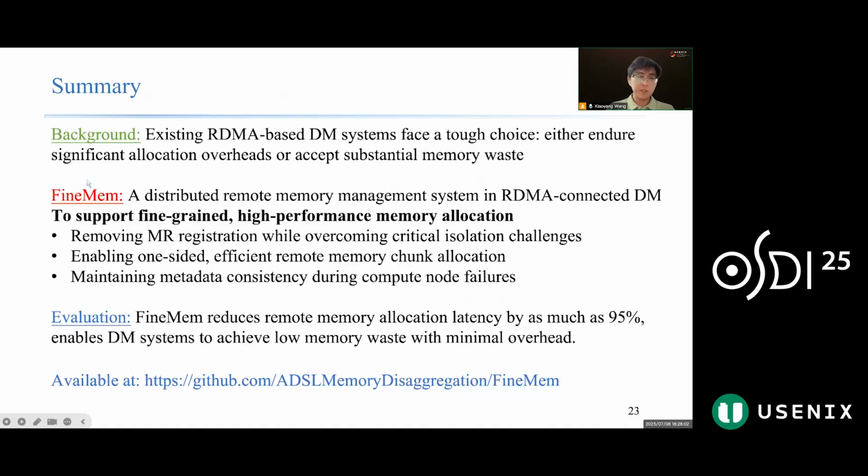In summary, to address the performance and memory efficiency challenges in disaggregated memory, we propose FineMem. It supports fine-grained, high-performance memory allocation through 3 key innovations: removing MR registration, enabling efficient remote chunk allocation, and maintaining metadata consistency. This allows DM systems to achieve low memory waste with minimal overhead.